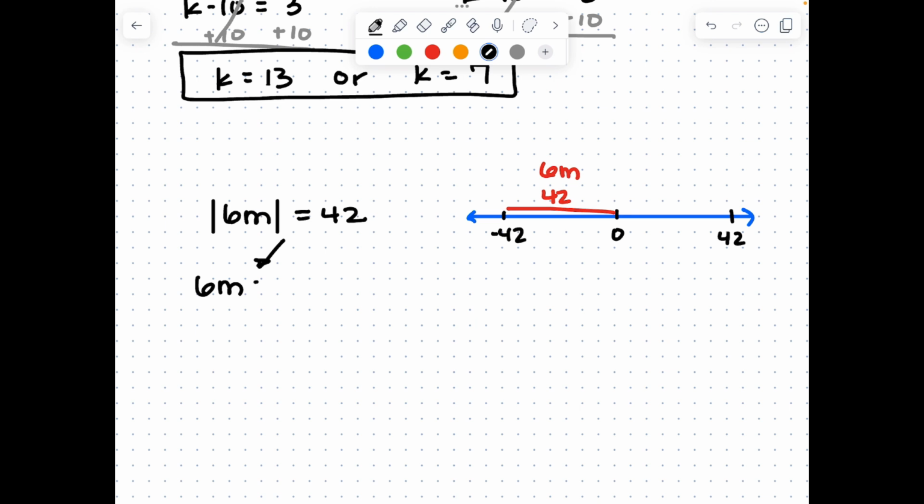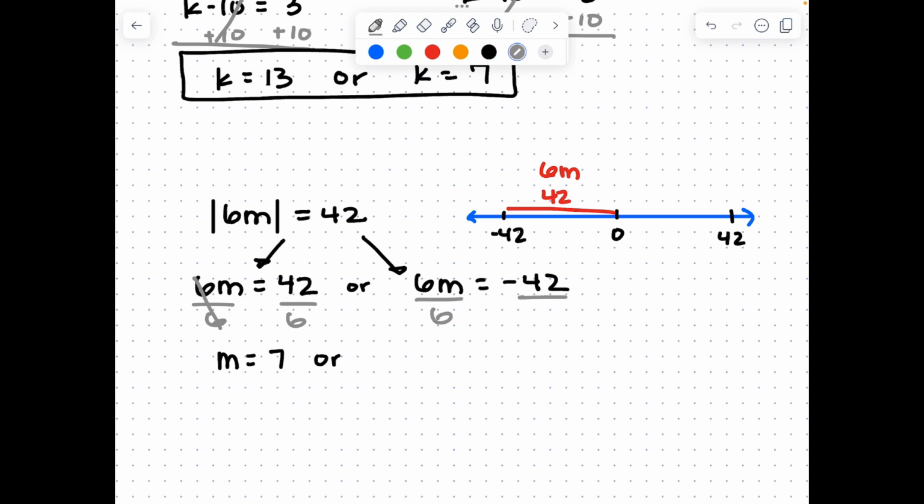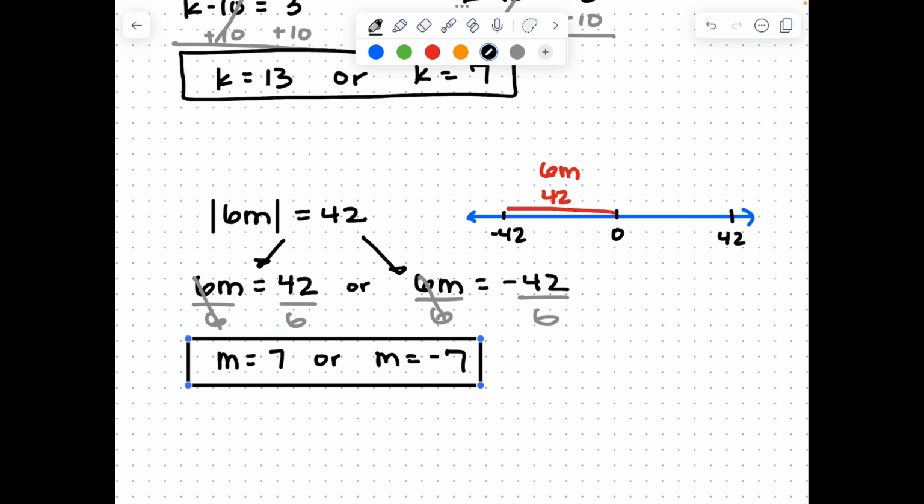We need to see, okay, what if we're going in the positive direction and this really is +42? Or what if we're going in the negative direction and that 6m is actually equal to -42? We're going to have two answers. It was 6 multiplied by m, so we'll divide to cancel that to 1, and we get that m could be 7. Or start on the other equation, divide by 6, because we're still isolating that m. But now we get that m could be -7. And so again, we have a two-part answer.